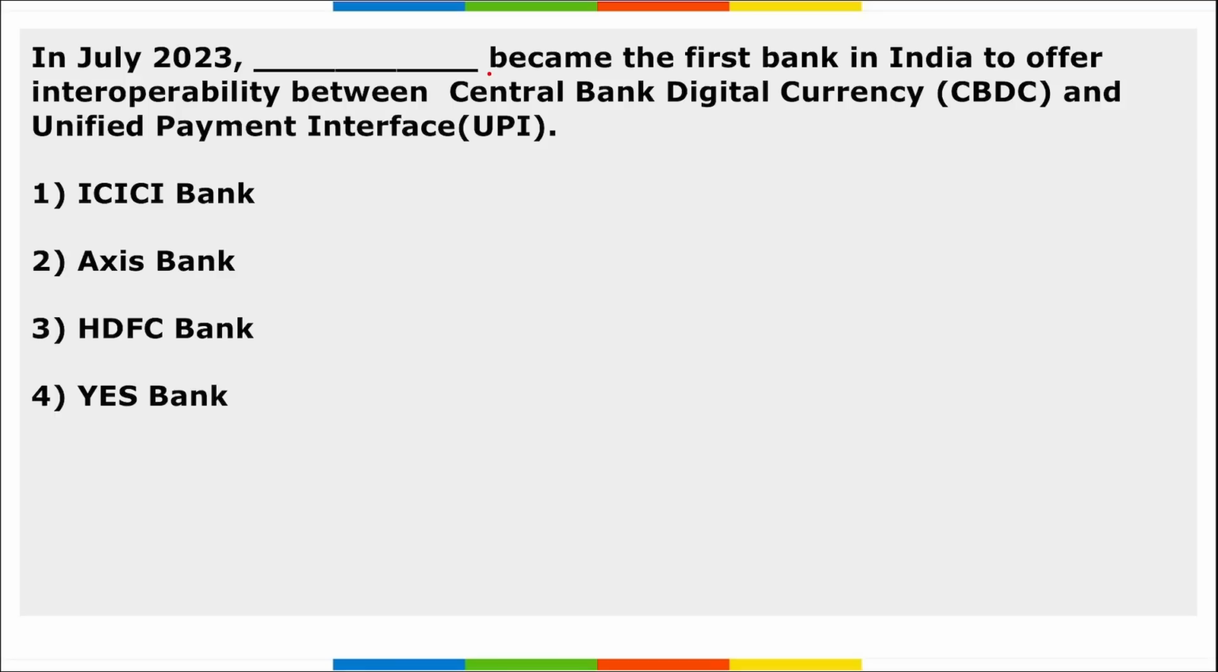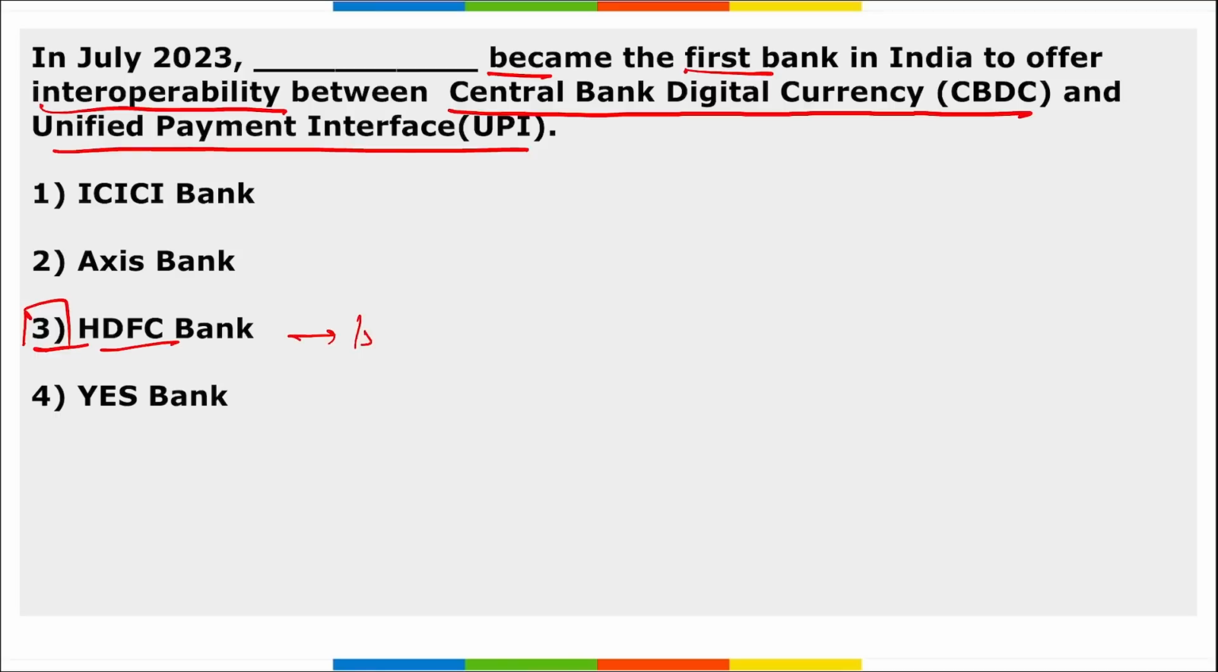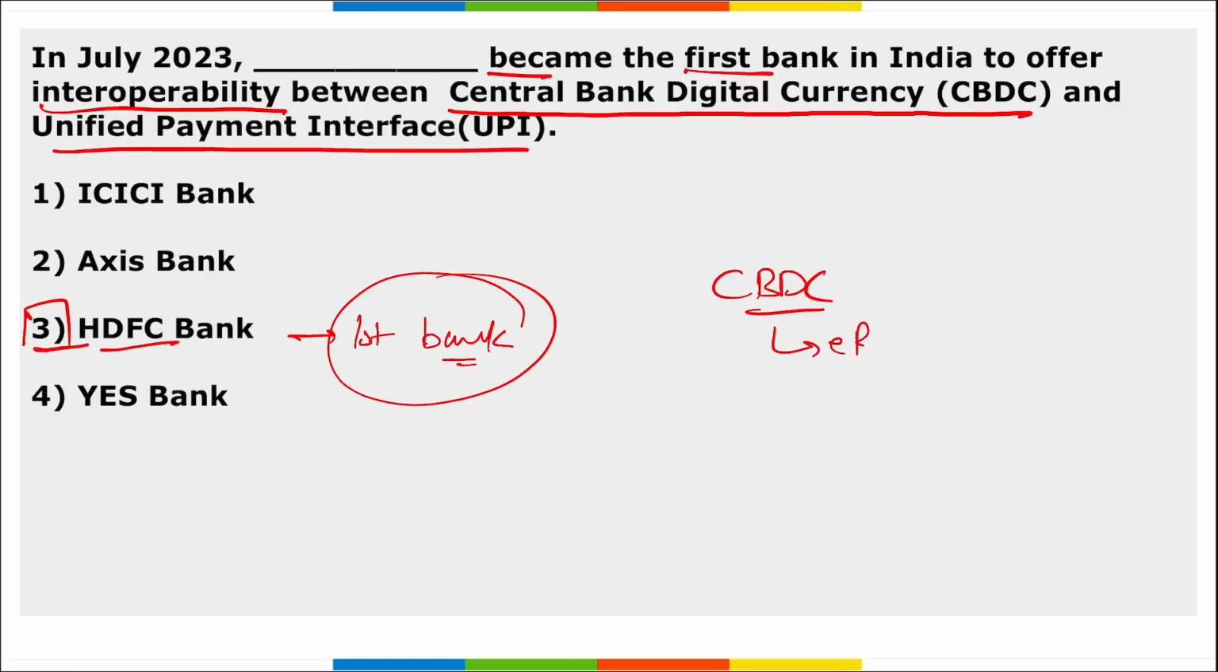Next, in July, Dash became the first bank in India to offer interoperability between the central bank digital currency and UPI. So, which is it? It is your HDFC Bank, right? It became the first bank in India to offer interoperability between the CBDC, that is central bank digital currency, that is your e-rupee, that was launched by RBI in two segments, in your retail segment and wholesale segment. And coming back, HDFC Bank became the first bank in India to offer interoperability between CBDC and UPI.